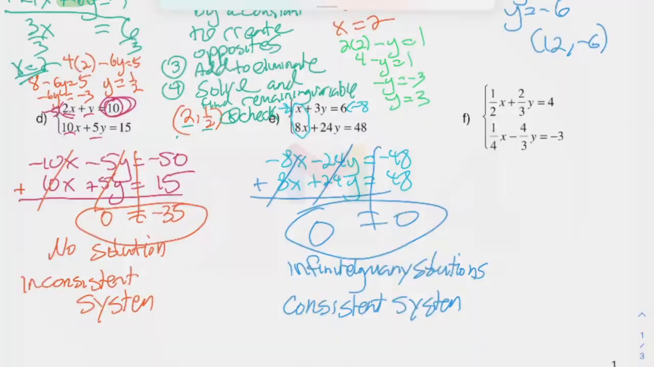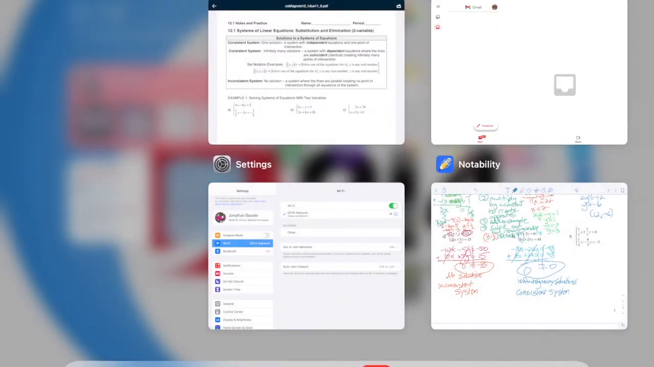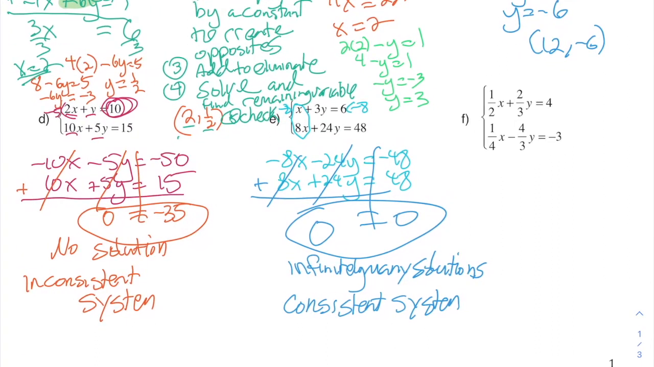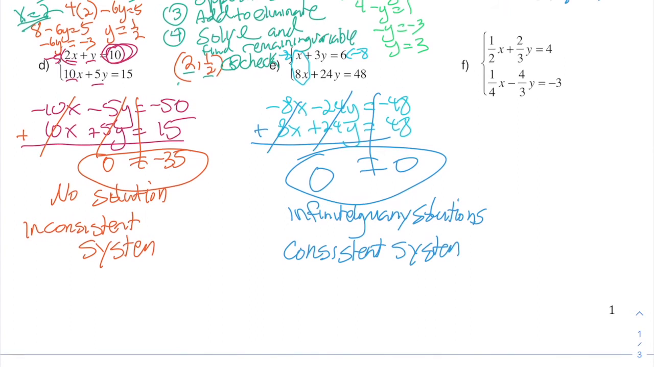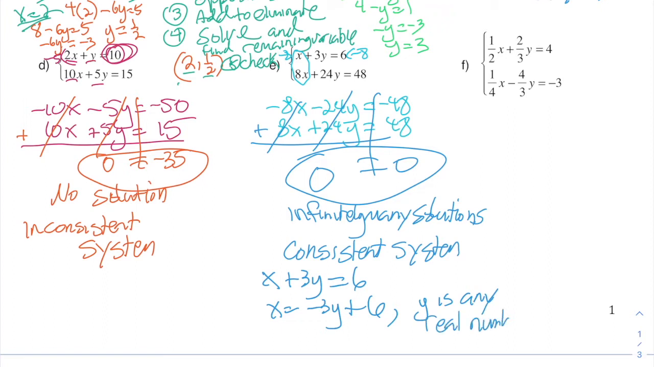Now the difference here, in regular algebra, your teacher would say, okay, you're done, right? In college algebra, we got to go whoa, no, stop. In college algebra, we got to go further. And we have to say, okay, what is x? So we're going to solve it. We're going to get x by itself. So now x is equal to negative 3y plus 6. And then we say y is any real number.